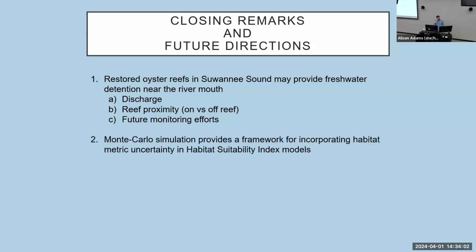Additionally, the second chapter showed that Monte Carlo simulation could work for incorporating habitat metric uncertainty in these HSI models. We should look at the addition of more habitat metrics and how that plays a role. Primarily salinity was the main driver within our models, as we saw temperature is fairly homogeneous across the region. So as we add in more variables, you may get different dynamics to see how that uncertainty propagates.